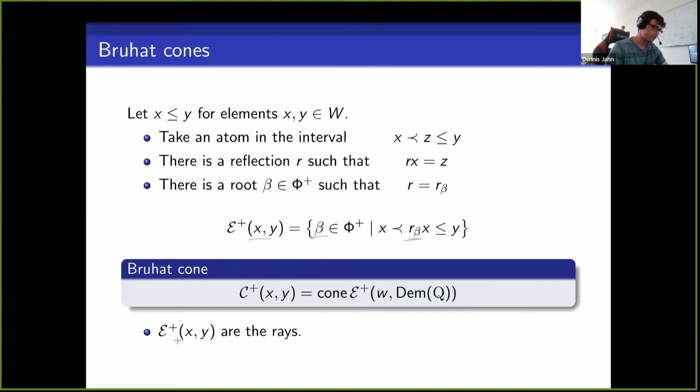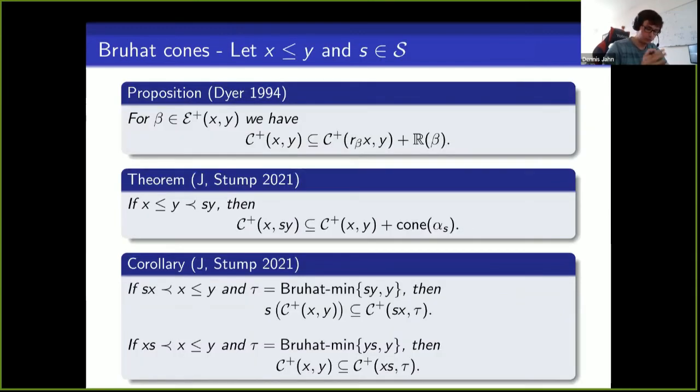Quick note here that these roots that we use as generators are actually the extremal rays, or just rays, of this cone. Okay, please do not try to read anything on this slide. This is just a collection of statements that were previously known by Dyer and that we showed in our paper for Bruhat cones. If you have an interval and you vary something, for example, you consider an upper cover or lower cover of x or an upper cover or lower cover of y, you get some inclusion properties of Bruhat cones.